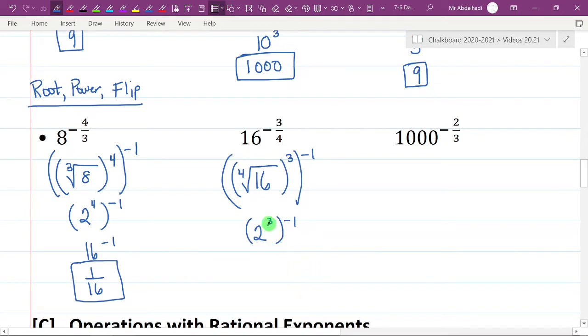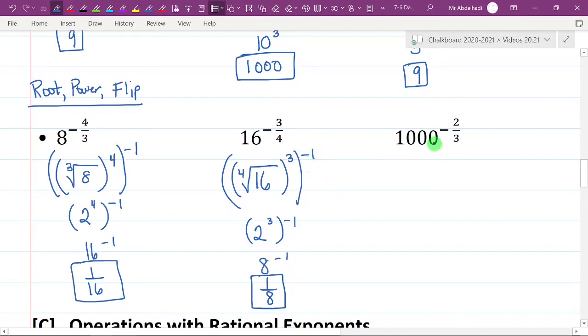Okay, what is 2 to the third power? It's 8 to the -1. And then 8 to the -1 is just a flipped 8, so it's 1/8, and we're done. Bet you didn't think 16 to the -3/4 power would be so simple to do that you can do it without a calculator before you saw this, but now you can do it.